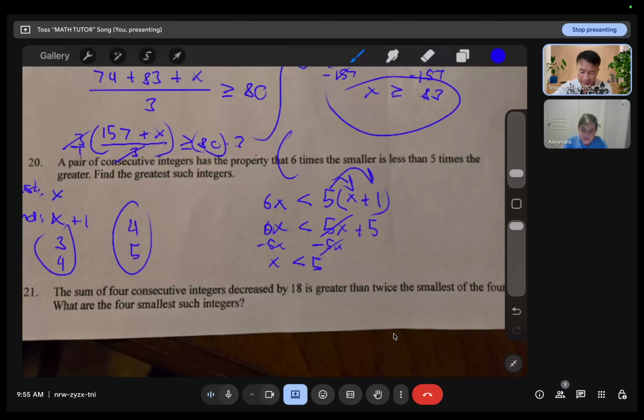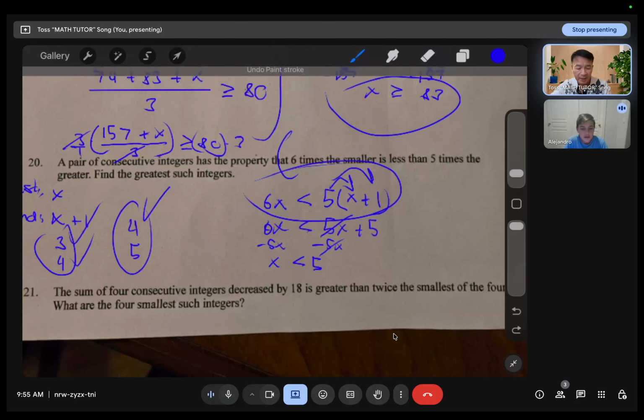If I plug in x being 4 in here, it will work. I know 4 will work. 3 will work. How do I know? Because you set up the equation for it to work. The answer is you got x less than 5. Therefore, 4 is going to work if I plug it back in here.